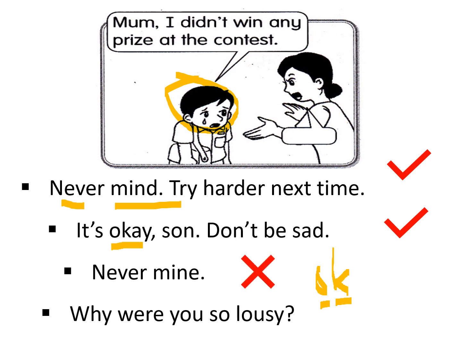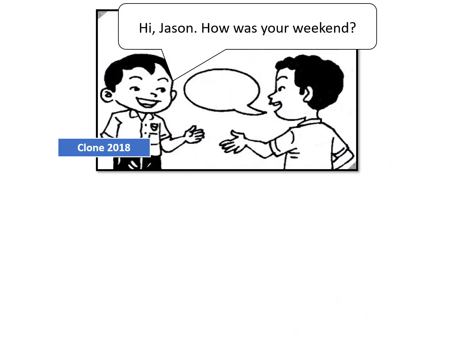Never mind. Why is it wrong? Because of the word mind. It should be M-I-N-D, not M-I-N-E. Why were you so lousy? When you look at this response, you know it should be a wrong answer. Usually your mother won't say why were you so lousy, right? So that is not a correct way to encourage you.